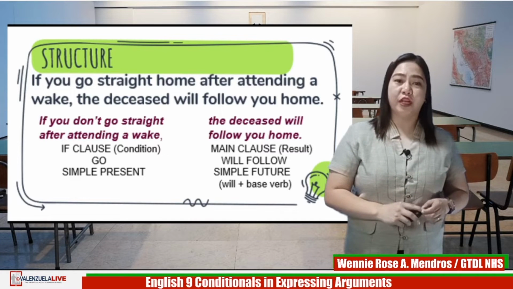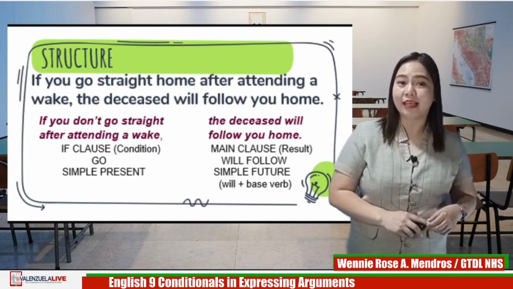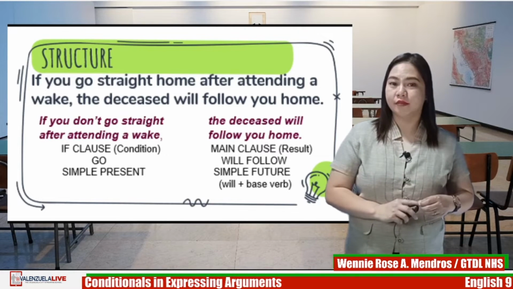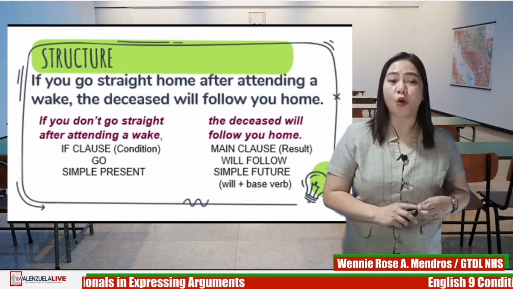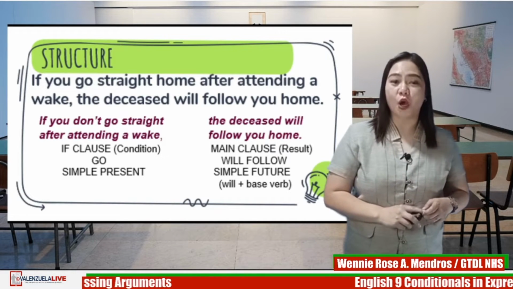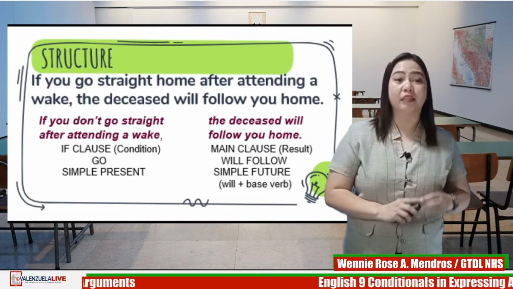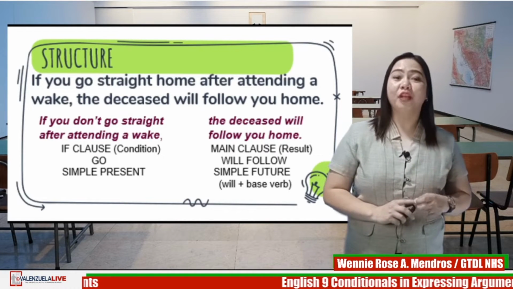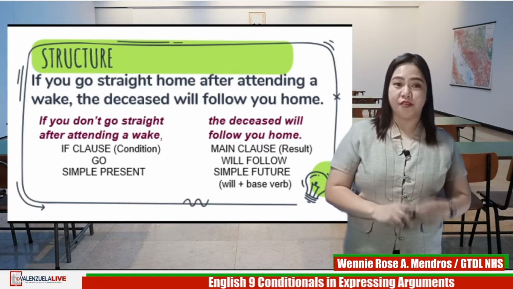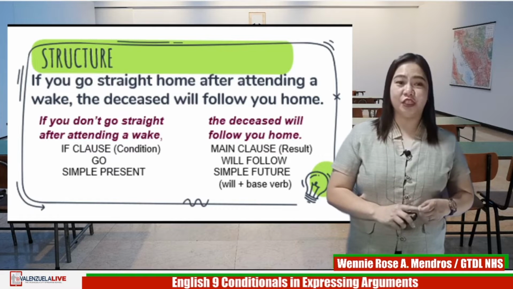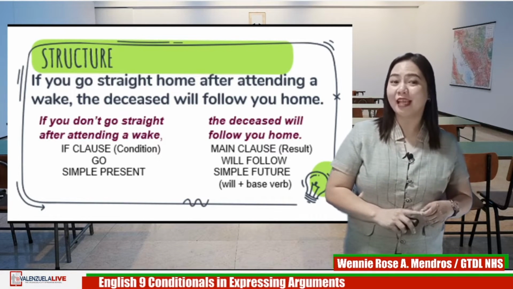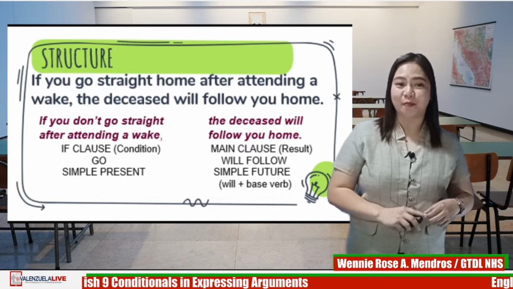If you go straight home after attending a wake is our if clause. That shows the condition. The deceased will follow you home is our main clause, and that shows the result. Go in the if clause is simple present. And will follow in the main clause is simple future. Therefore, type 1 conditionals are formed by using a simple present tense of the verb in the if clause and simple future in the main clause.